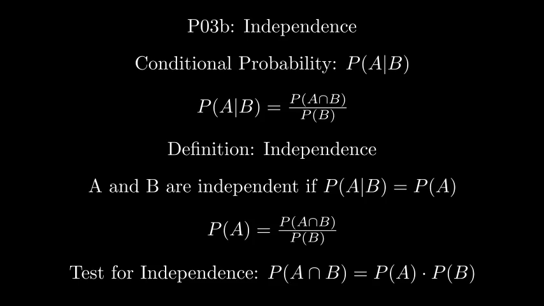To summarize, we've defined conditional probability P of A given B as the probability of A happening once we know B has occurred. We then use this to define independence as the case where knowing B doesn't change A's probability, which leads to the key test: P of A intersect B equals P of A times P of B.